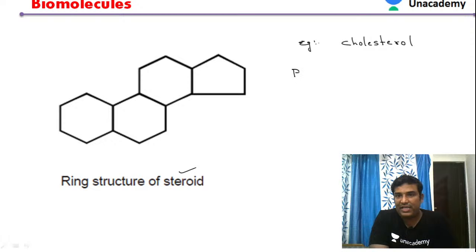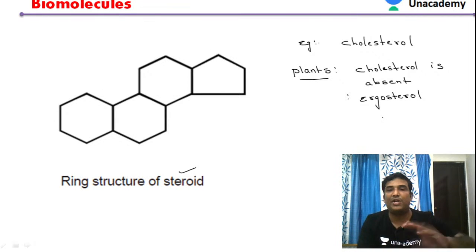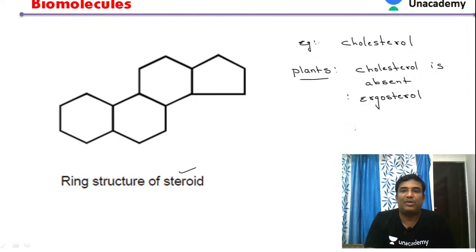In the case of plants, cholesterol is absent. We don't find any cholesterol in plants. Instead of cholesterol, plants have ergosterol. The term cholesterol we cannot use for plants. Instead of cholesterol, we have a specific substance called ergosterol.